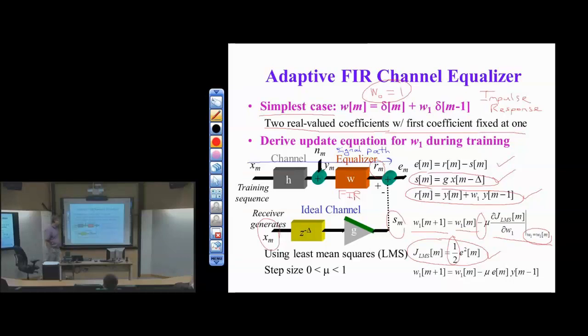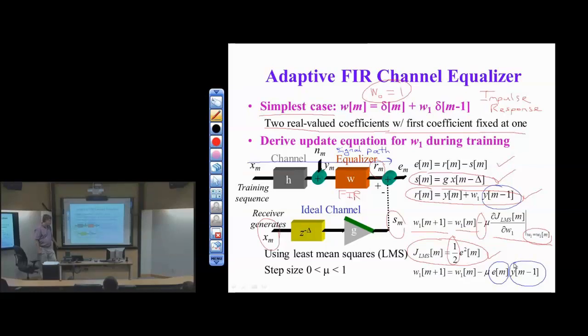If I differentiate the error function, the S of M term goes to 0. When I take the derivative with respect to W1, the R of M term, what's the derivative there? Y of M minus 1. There's my derivative, and then I have to do the chain rule. So I have 2 times 1/2 times the error, and 2 times 1/2 is 1, and times the derivative of the error. So I get the error times the derivative of the error with respect to W1. And that's it. It's a very simple equation.